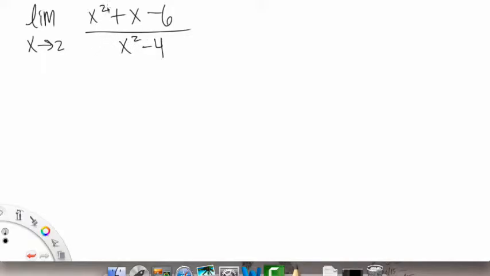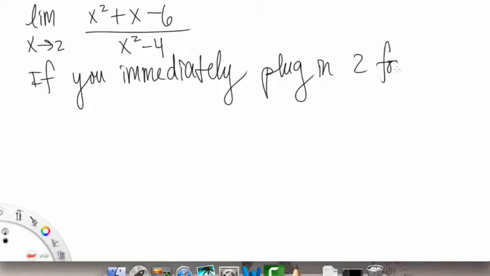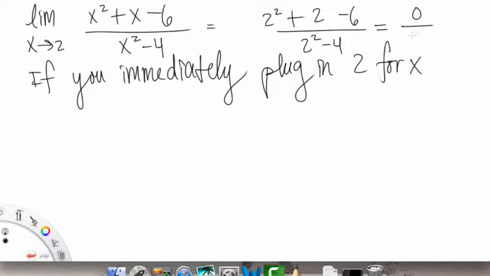So let's say we have the limit as x goes to 2 of (x squared plus x minus 6) over (x squared minus 4). Okay, so I'll just do this for demonstrative purposes. If you immediately, right off the bat, plug in 2 for x, this is what we'll get. This is going to be equal to (2 squared plus 2 minus 6) over (2 squared minus 4), which on the top is 4 plus 2 minus 6, which is a 0, and on the bottom we have 4 minus 4, so that's a 0.